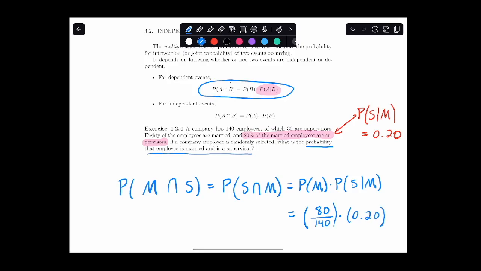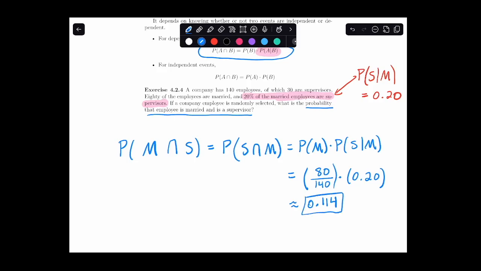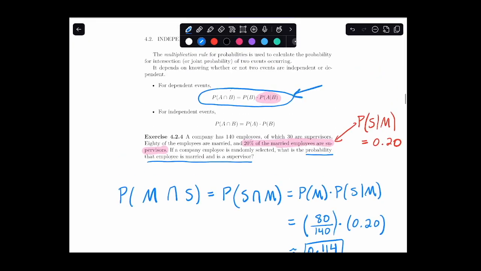And so now if I do 80 over 140 times 0.2, if I plug this into my calculator or Excel, this will be about 0.114. And so this tells us that if I just randomly select an employee, then the probability that they're both married and a supervisor is about 11.4%. And I could use this formula right here. I just had to figure out which event I should have be A and which I should have be B.